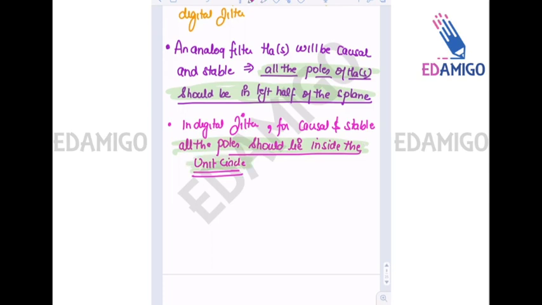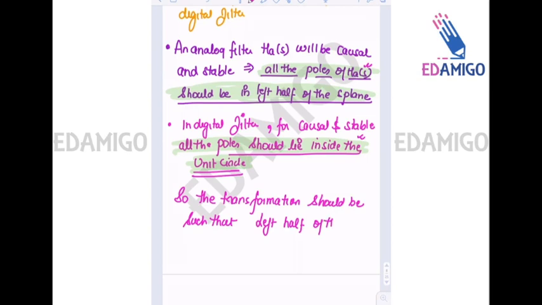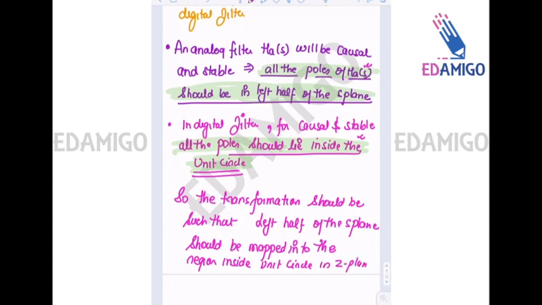So if you compare these two statements, then you can say that the transformation should be such that the left half of the S plane should be mapped into the region inside the unit circle in the Z plane.